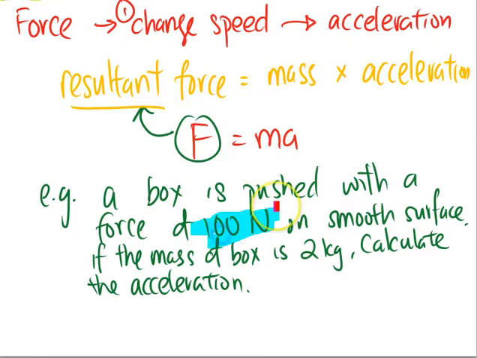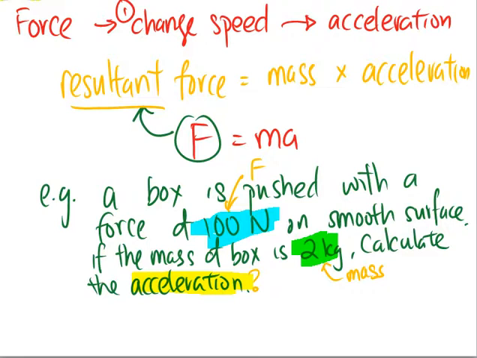We know the force is 100 Newton. Next, we know that the mass is 2 kg. So the force of 100 Newton is F, and 2 kg is the mass. The question asks you to calculate the acceleration, so we want to find out what the acceleration is.